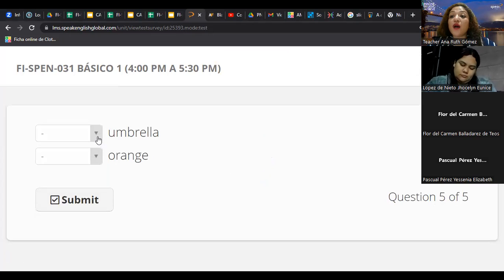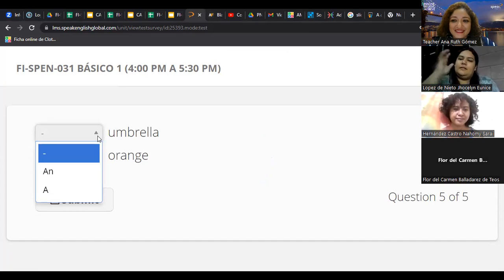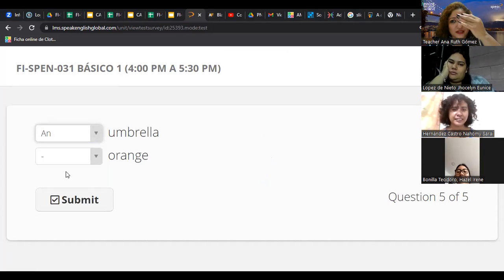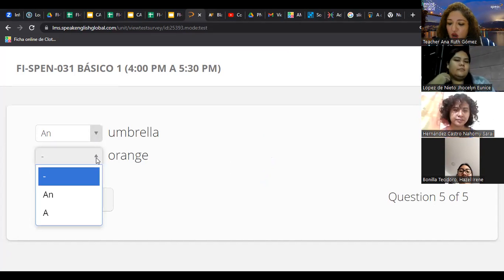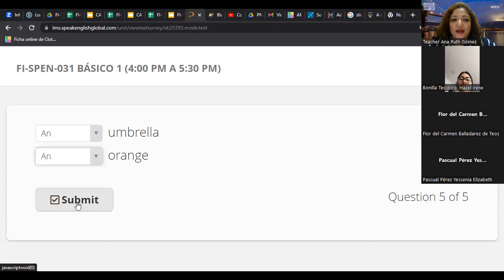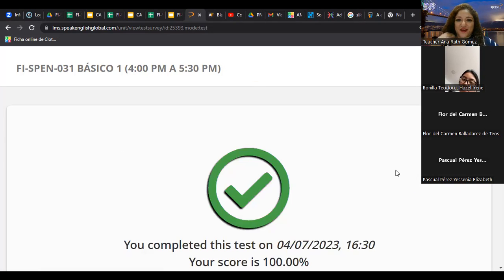Ta-da. Umbrella. Because when the sun shines, we shine. An umbrella. Okay. ¿Cómo se dice? ¿Y cómo se dice junta? An umbrella. All right, very good. What about the next one? Orange. An orange. Very good. All right.